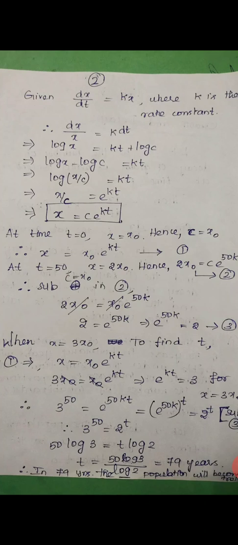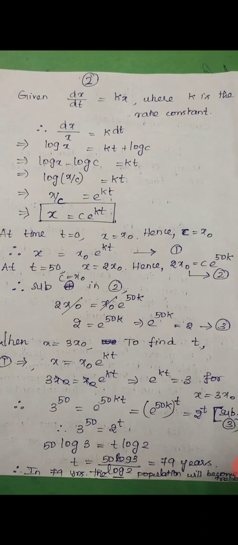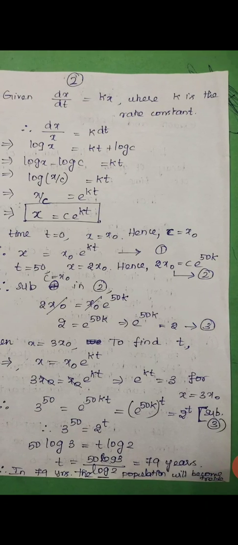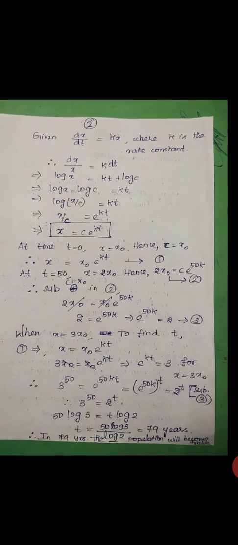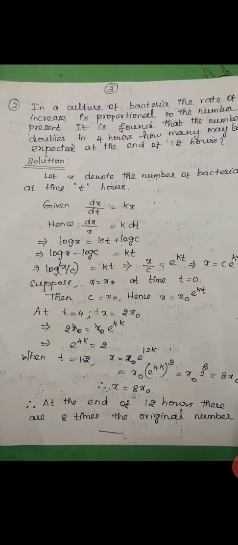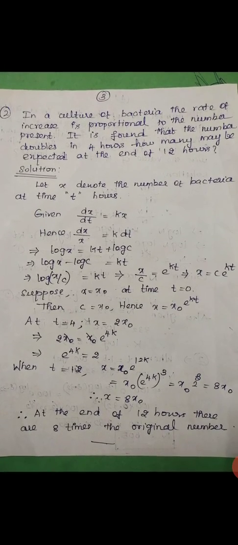What's our aim? We have to find the value of t. Therefore, t is equal to 50 log 3 divided by log 2. In our calculator, we find log 3 divided by log 2 into 50. We get approximately 59 years. Therefore, in 59 years the population will become triple. This is our answer. Next, we move on to the second problem.